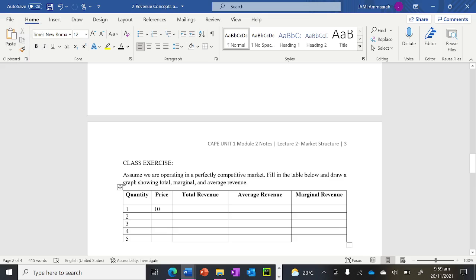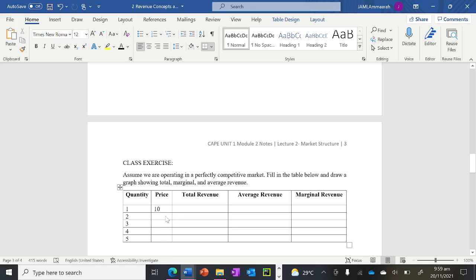Assume you're operating in a perfectly competitive market. Fill in the table below and draw a graph showing total, marginal, and average revenue. Okay, so quantity is 1, 2, 3, 4, 5. That's just the quantities I made up. And your price for producing 1 unit of output is 10. You want to take a guess as to what your price here would be? It'd be 20.